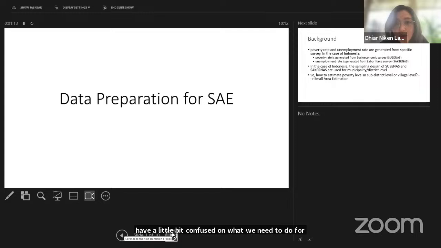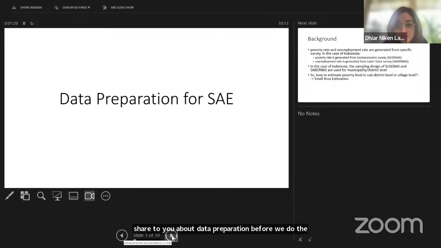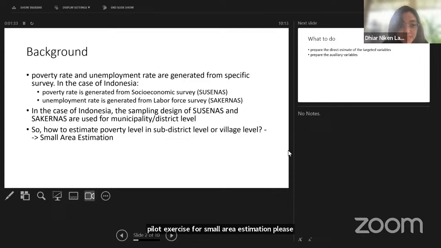So here I want to present and share with you about the data preparation before we do the pilot exercise for small area estimation. Please proceed to the next slide. This is some background. I wish that after this session we have some understanding about data preparation and about small area estimation.